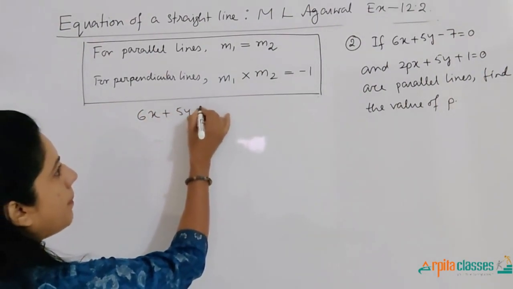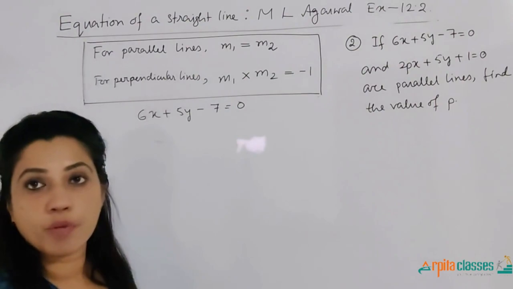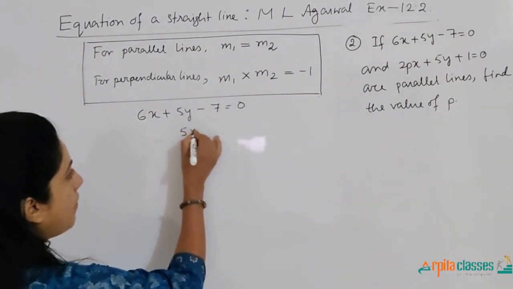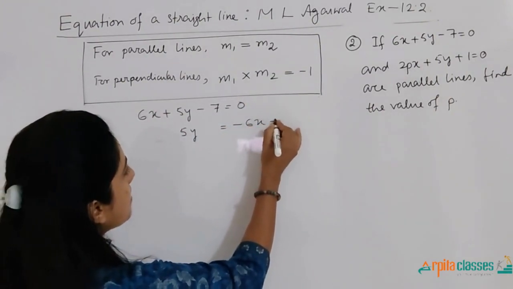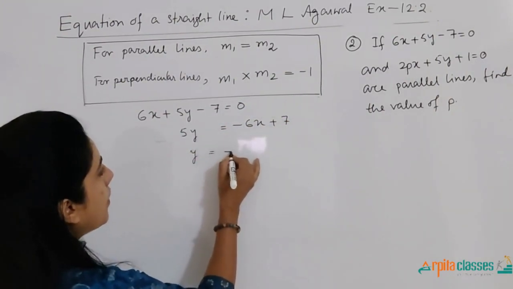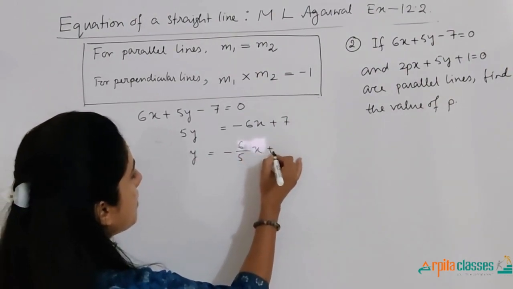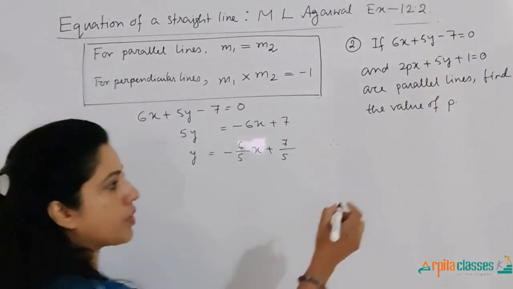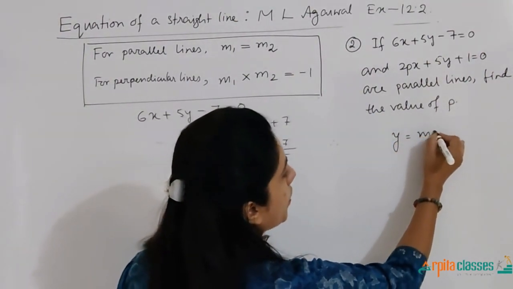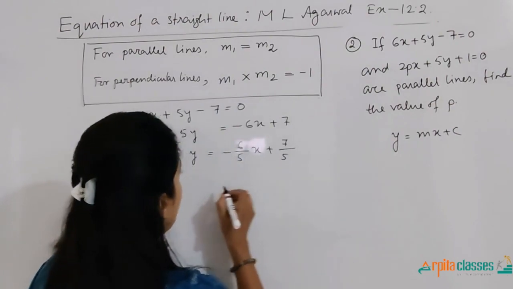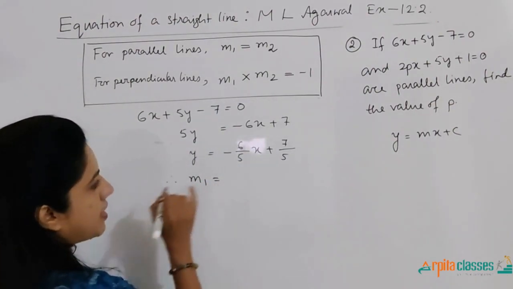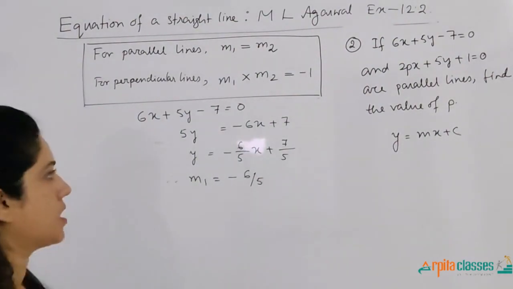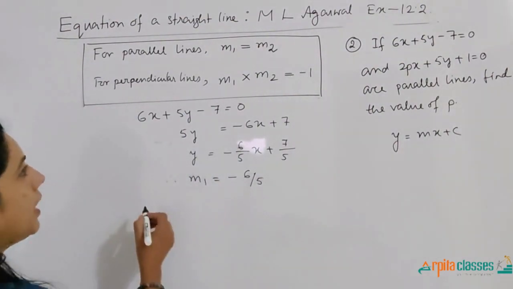6x plus 5y minus 7 equal to 0. This is your first line. Convert it into y is equal to mx plus c. So 5y is equal to minus 6x plus 7, or y is equal to minus 6 upon 5 x plus 7 upon 5. Comparing this equation with the general equation y is equal to mx plus c, we find that m1, the slope of this line, is minus 6 upon 5. This we got from the first equation.